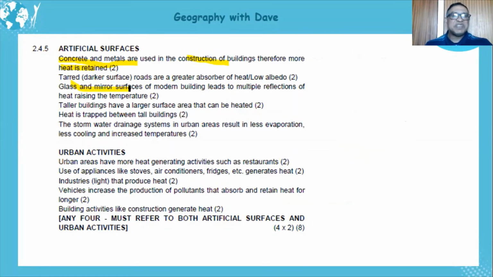Glass and mirror surfaces. You're talking about the artificial surfaces. Urban activities. Urban areas generate more heat through activities. Air conditioners are working in restaurants. They use more appliances, stoves, air conditioners. Not that there's no air conditioning in the rural area. Some people could have, but more generation of heat. Then industries produce heat in the urban area. Vehicles that travel pollute a lot.